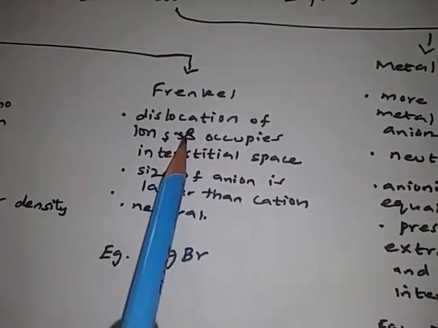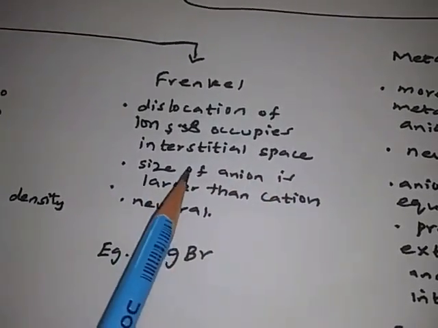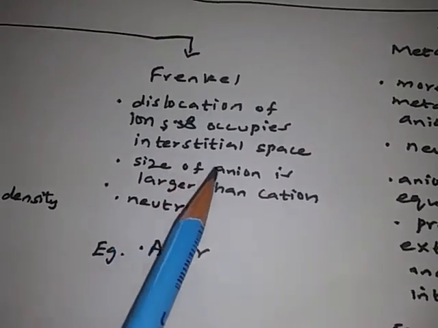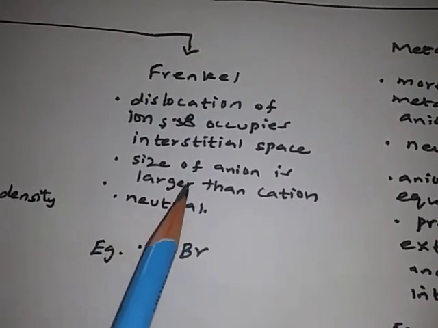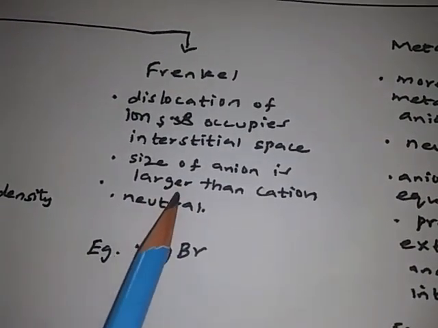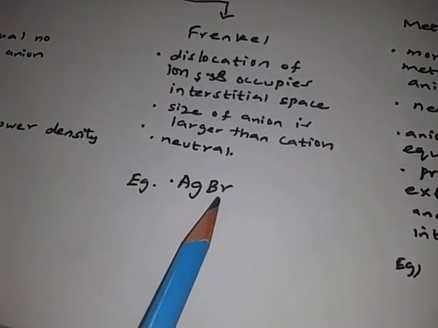This is a stoichiometric defect, and it arises due to the dislocation of ions. The dislocated ion occupies the interstitial space. Generally, this defect arises if the size of the anion is larger than the cation. Since it contains the same number of anions and cations, this crystal is neutral. An example of this crystal is AgBr.